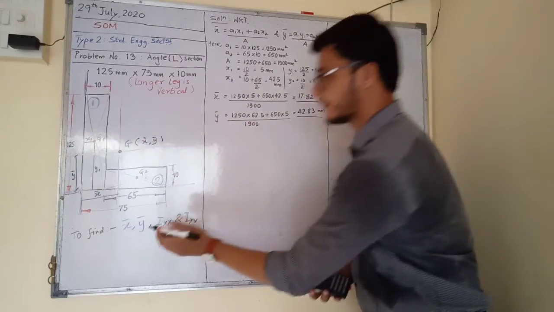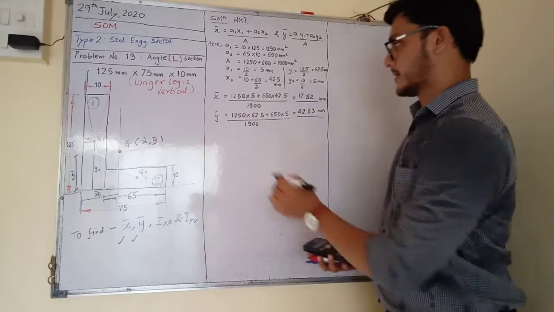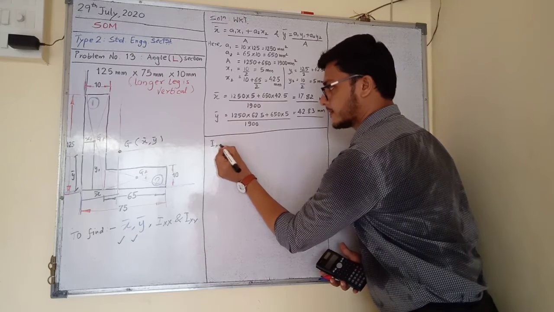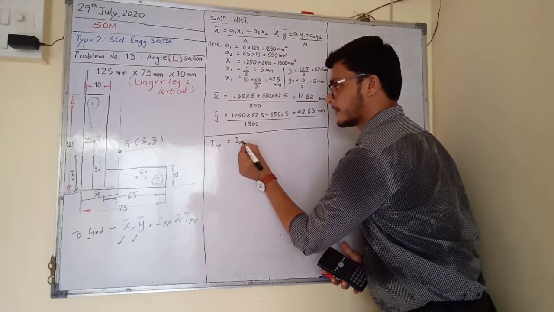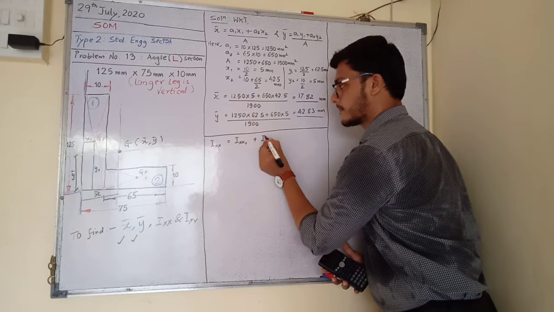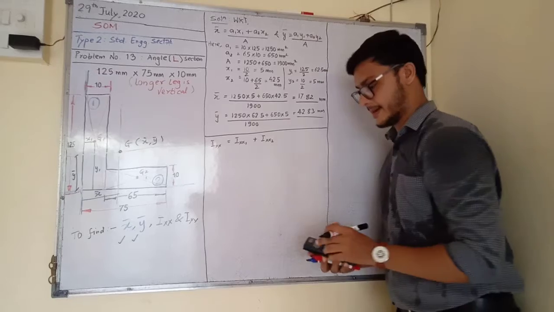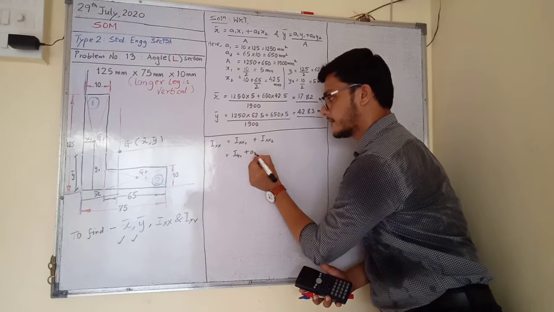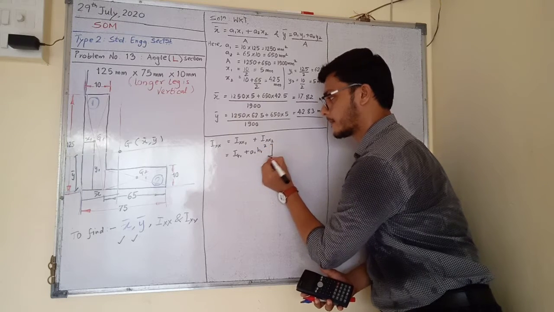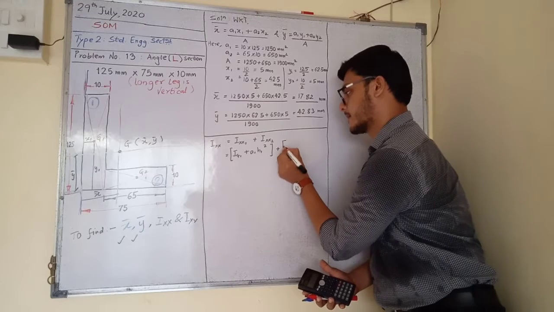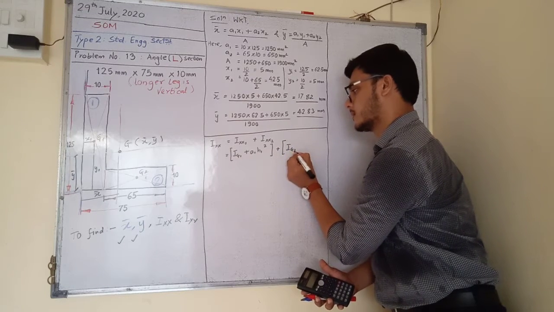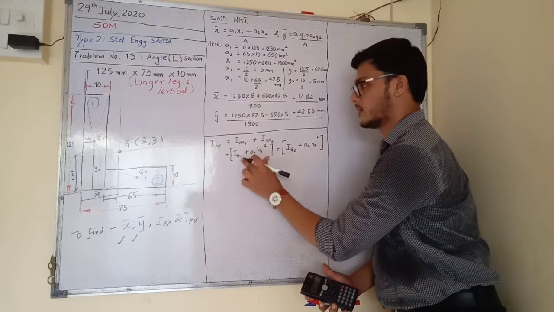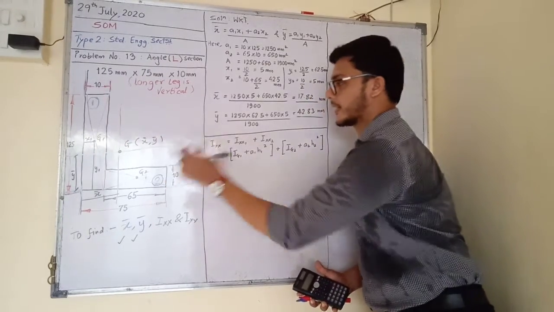So first half is done. We have calculated x bar and y bar. Next, we will calculate Ixx. Ixx will be what? It will be Ixx1 plus Ixx2. We have to apply parallel axis theorem there now. So this will be Ig1 plus A1 H1 square plus Ig2 plus A2 H2 square. 1 is for rectangle number 1, 2 is for rectangle number 2.